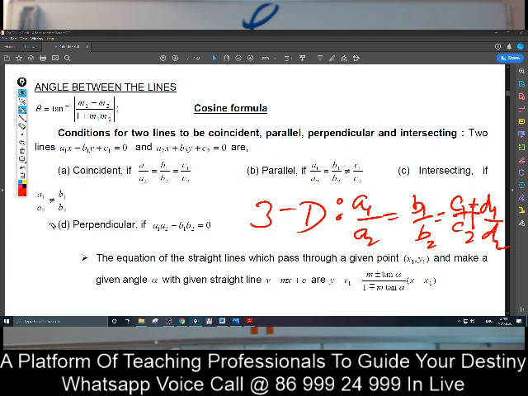If they are perpendicular, a very important condition is that a1 a2 plus b1 b2 equal to 0 in two-dimensional geometry. In 3D, you will get an extra plus c1 c2 equal to 0. In vector algebra, simply it is a bar dot b bar equal to 0. Why am I insisting on this? You may be under the impression that these 2D conditions are different, 3D conditions are different, and vector algebra conditions are different. No, not at all.